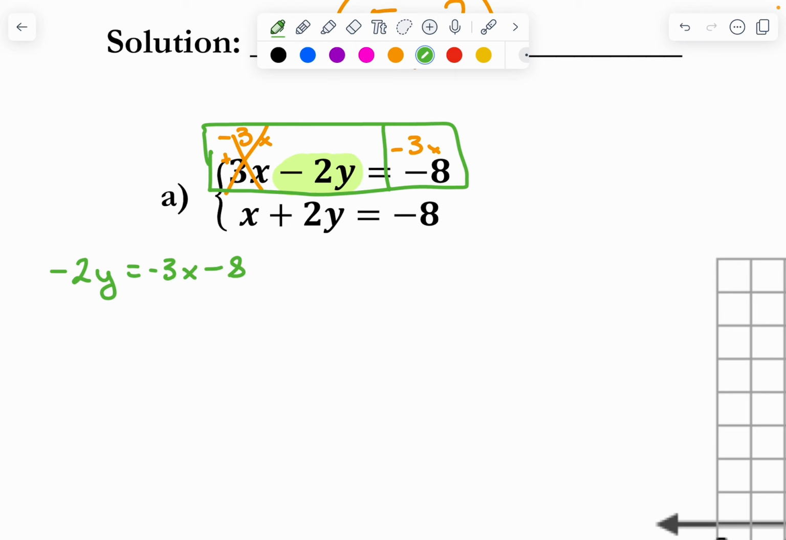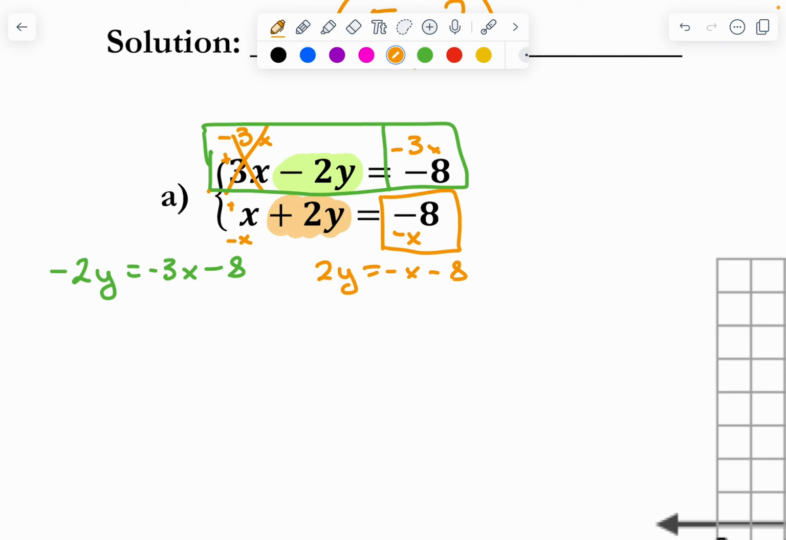Negative 3x, negative 8. And now let's go ahead and skip to this one really quick. Same exact process. Because I want to ignore the x or the y, I have to cancel the x. So that's positive x, so we're going to minus x on both sides. The 2y comes down, and then we just rewrite the right side. Negative x first, negative 8.